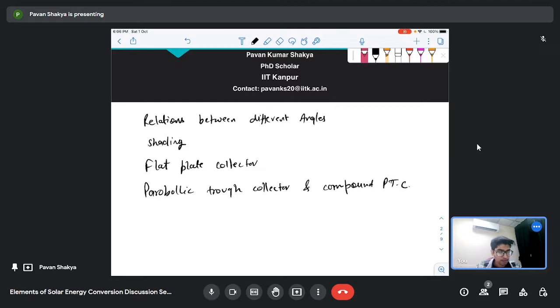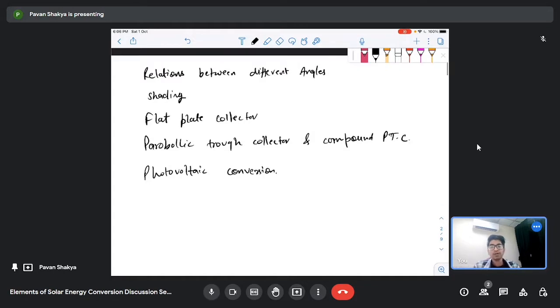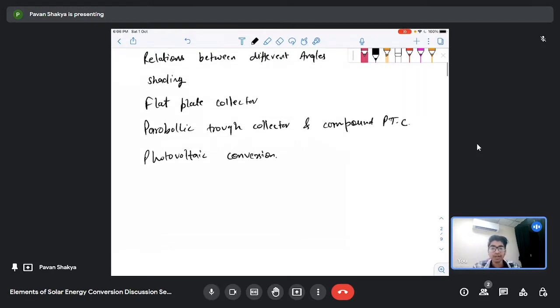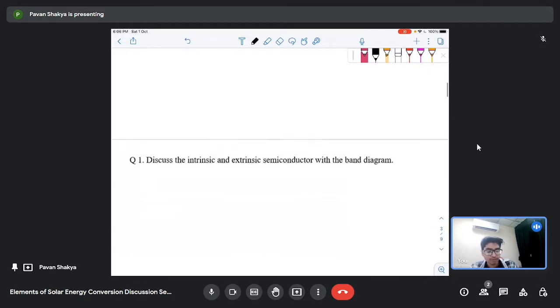Okay, so today we will see some problems based on the photovoltaic conversion. So today we will see some problems on this topic, like theoretical and some numerical problems. So let's move to the first problem.